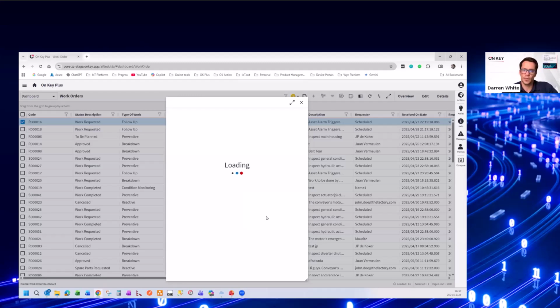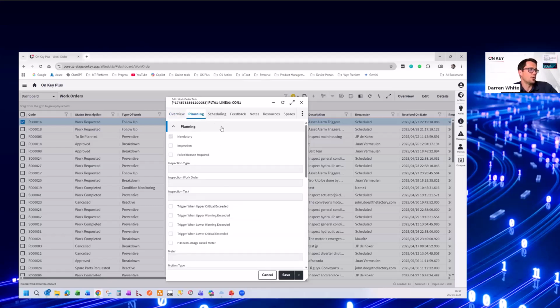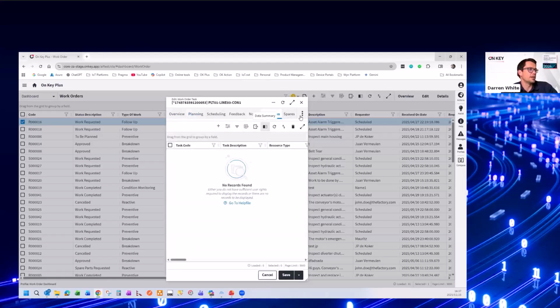And this instructs the person responsible for responding to this anomaly so that they know exactly what to do. So this is the instruction to tell Alex that the remaining useful life value dropped below threshold and that Alex should investigate immediately. Like I said, you can predefine your planning for this task. You can set up spares, resources if you want. I haven't set up any over here, but you've got access to many different entities to have an informative work order for the person that needs to execute on this work.